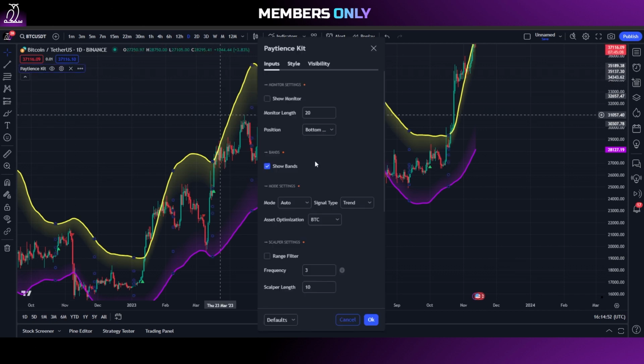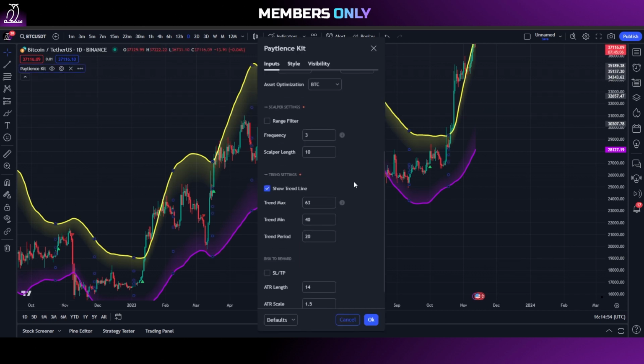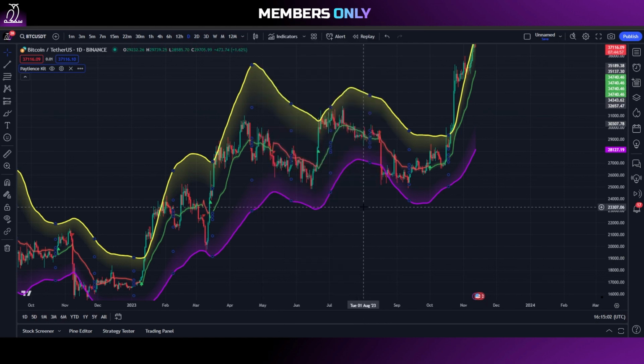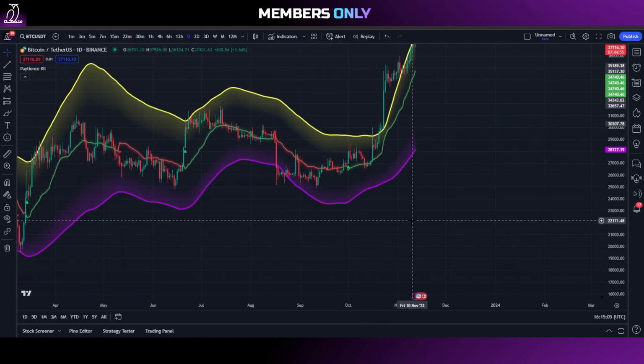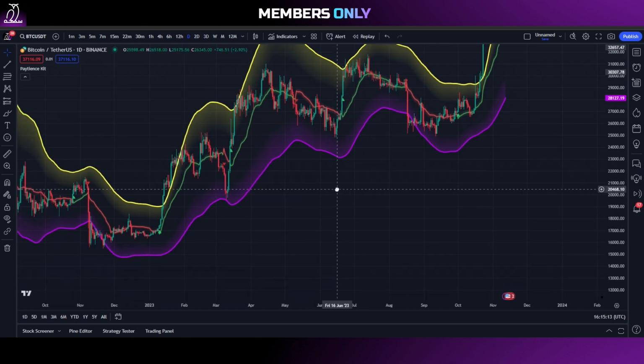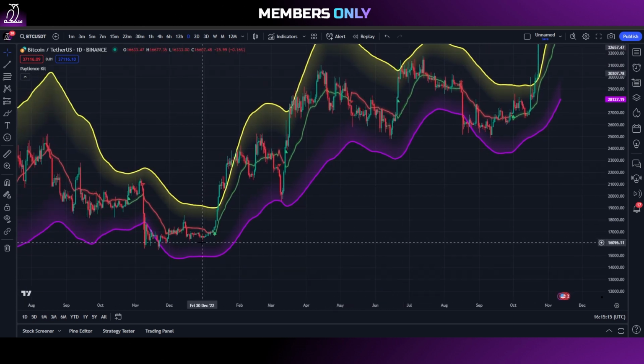Now, the one setting I haven't showed you yet is the trend settings. So we are on the trend mode on auto. Let's actually turn it to custom on the trend mode now, and we're going to turn on the trend line. Now, this is an amazing feature as well. We have the trend line going through the middle, basically, of the bands. Now, this is what we call the home line. Okay, this is the home line.